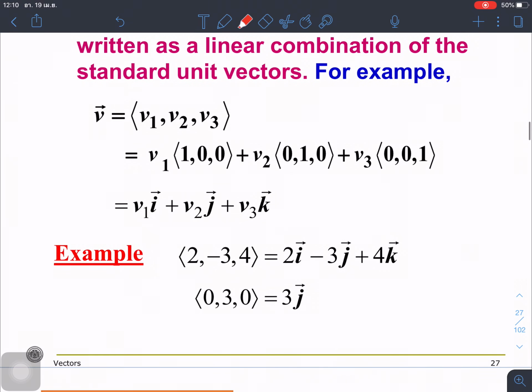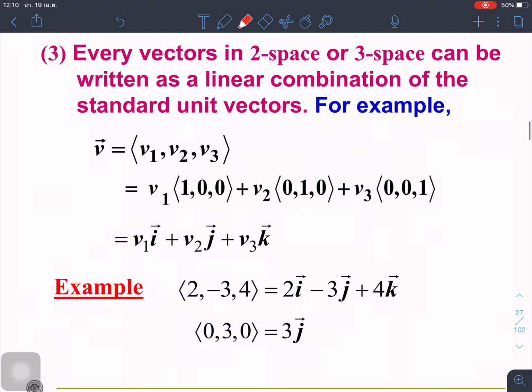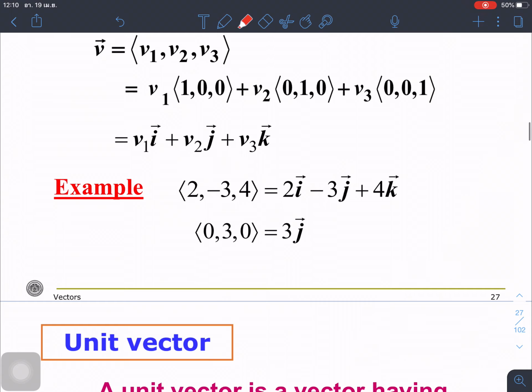Okay, that is the way you explain why any vector can be written as the linear combination of the standard unit vectors. For example, here you have vector (2, -3, 4). Then you can write this vector as 2i minus 3j plus 4k. That's the linear combination of vectors i, j, and k, right, as I said.